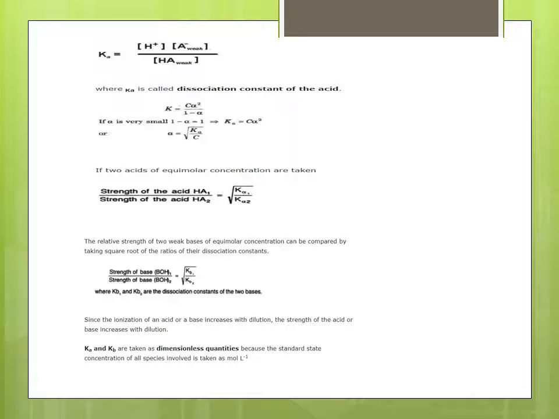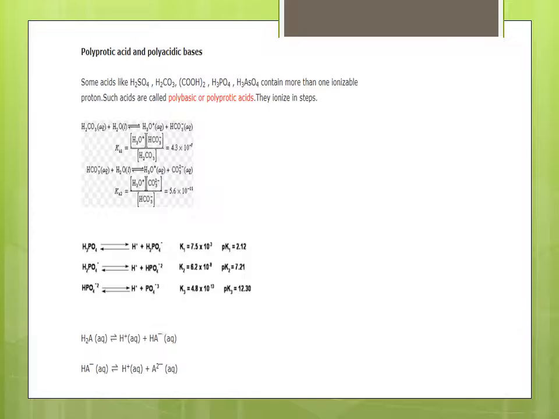Since the ionization of an acid or a base increases with dilution, the strength of the acid or base increases with dilution. Ka and Kb are taken as dimensionless quantities because the standard state concentration of all species involved is taken as mole per liter.